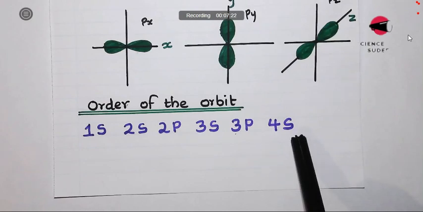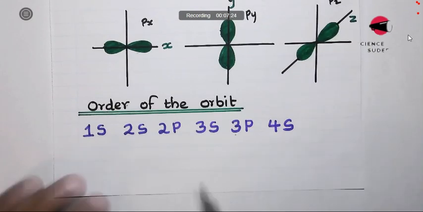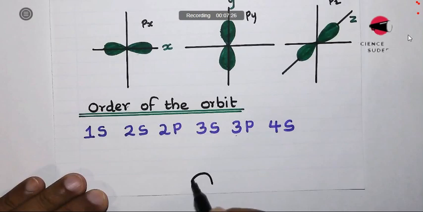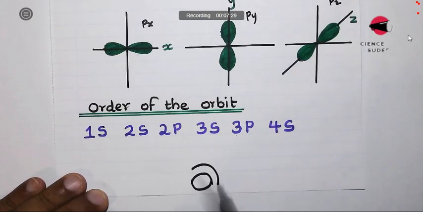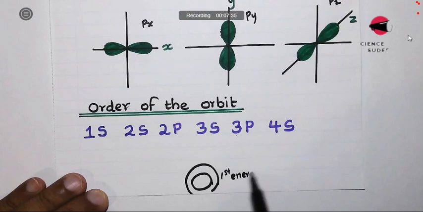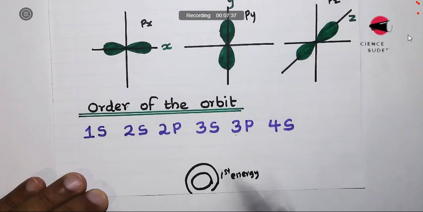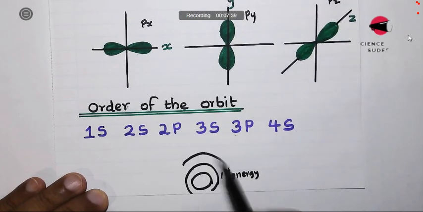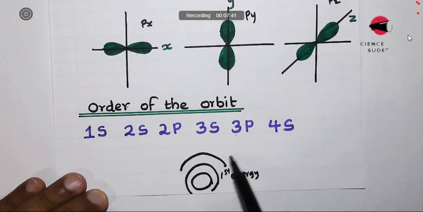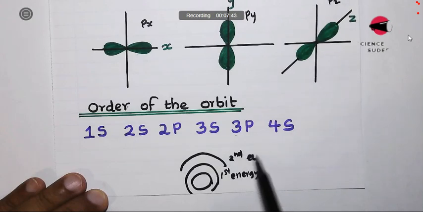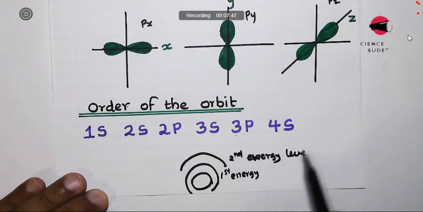If this is the nucleus of an atom, the 1s orbital is around the nucleus, that is close to the nucleus, that is the first energy level. You can say that's the first energy level. The second orbital is around it, that is the second energy level, and it goes like that.